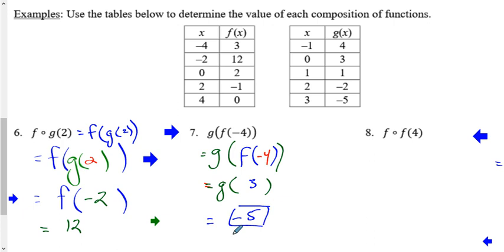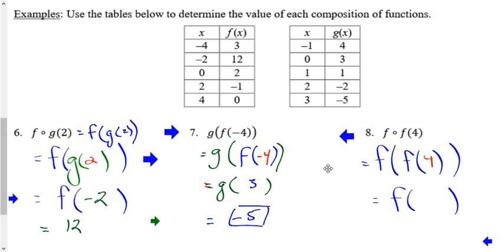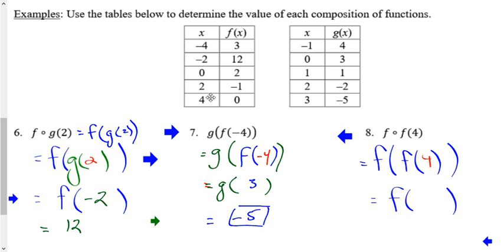And then number 8, we can do a composition of a function with itself as well. So f of f of 4, I can rewrite it like this. What is f of 4? f of 4 equals 0. So I plug in the 0 and find out, oh, what's f of 0? That's equal to 2. There's my answer. On to the next page.